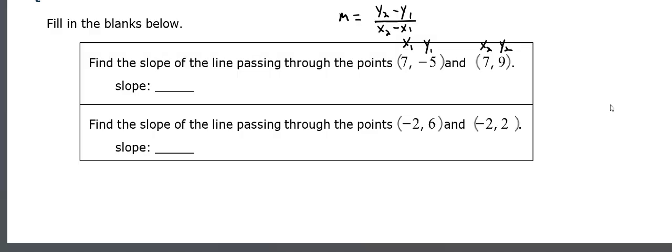So y sub 2 would be 9 minus y sub 1, which is negative 5, over x sub 2, which is 7, minus x sub 1, which is 7 as well. In our numerator, we have a double negative, which changes to a positive. So we have 9 plus 5, which is 14. And 7 minus 7 is 0. So remember, if your denominator is 0, your fraction is undefined. So our slope in this case would be undefined.